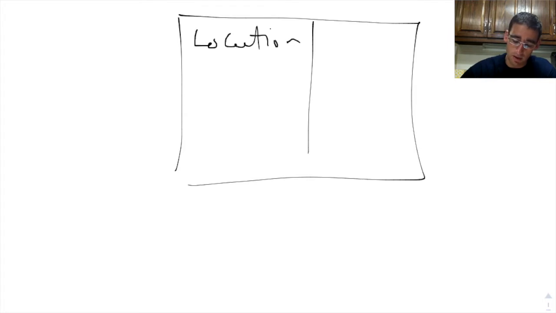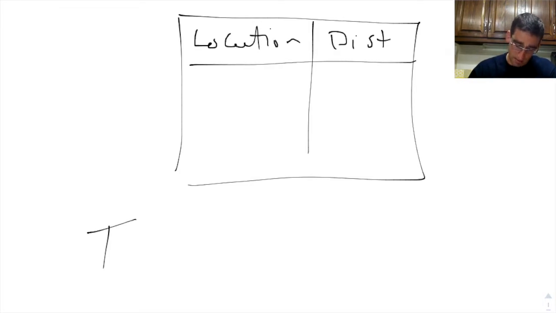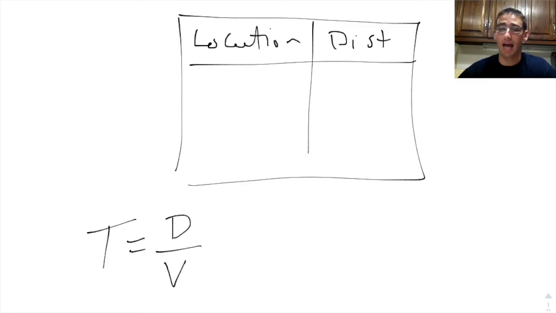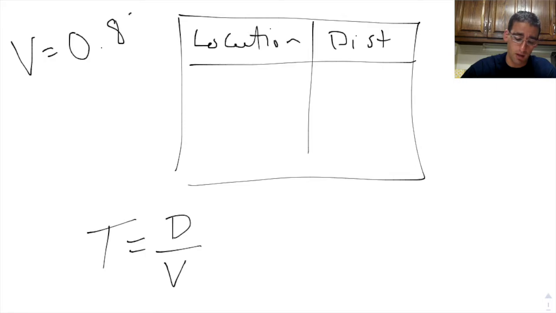So we should have something like location and distance. What we're going to do is try to find time. Now remember that time equals distance divided by velocity. In the last video you calculated velocity, so you should know your velocity. It's not going to be the same as mine, but you should know it. So in my last video it was 0.83.